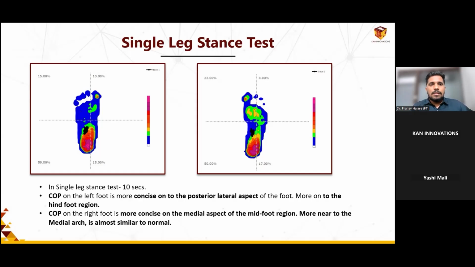Next thing, on the right foot, the center of pressure is concentrated near the medial midfoot region, near the arch. This is a subtle asymmetry that is difficult to detect visually, as you can see from the images of the person itself. By seeing it, it's not that prominent that the center of pressure changes in both feet. So this is the pressure distribution between both feet when you perform the single leg stance. All this is the objective data we get in the plantar pressure system when you do an objective assessment.